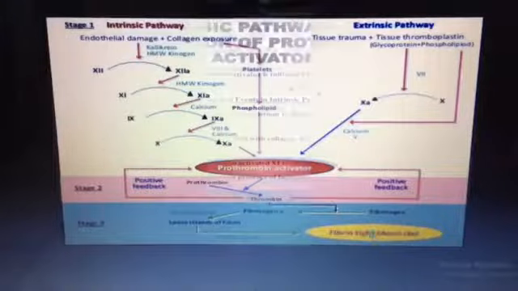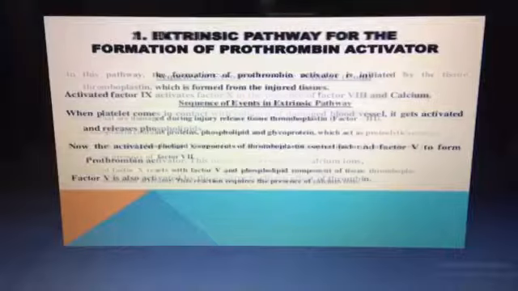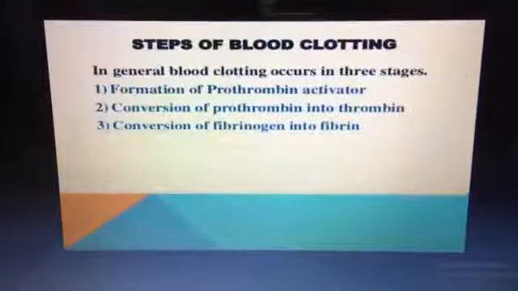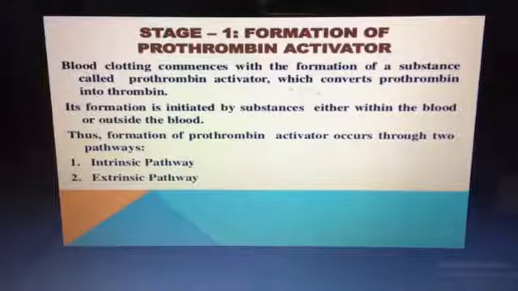Let us summarize. This is all the sequence of events we have discussed. Blood clotting occurs in 3 stages: formation of prothrombin activator by either the extrinsic or intrinsic pathway, next conversion of prothrombin to thrombin by PTA, and next conversion of fibrinogen to fibrin by thrombin. I will write it again in detail. Stage 1, formation of prothrombin activator by 2 pathways, intrinsic and extrinsic pathways.